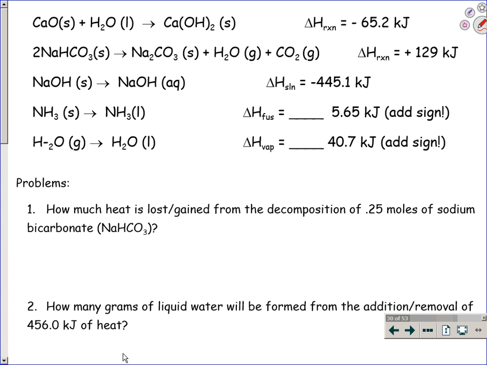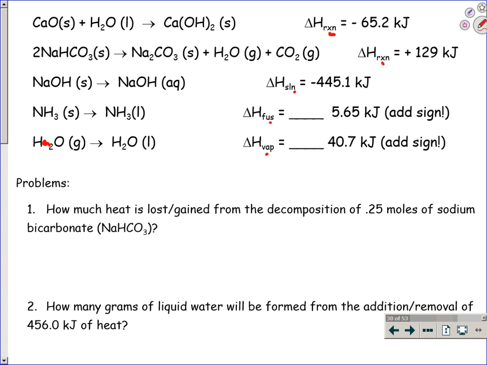So notice all these reactions up here. We have a delta H reaction, delta H solution, delta H fusion, delta H vaporization. What's the benefit of all these little descriptors? What's it telling us? Riley? It's just telling us what's happening in that reaction. Like this is literally a reaction, hence we have a delta H reaction.